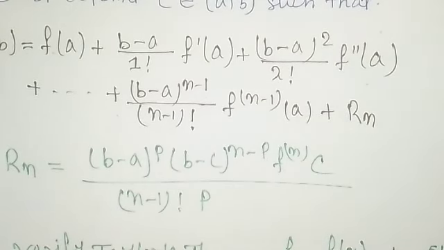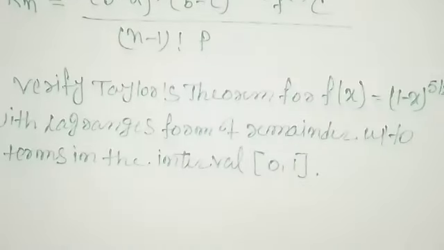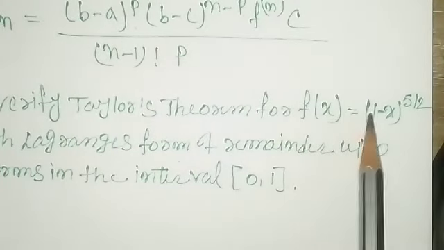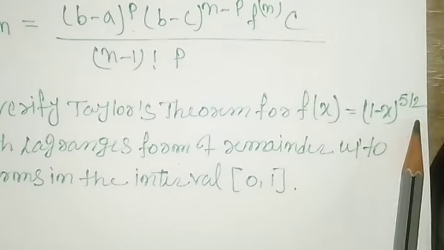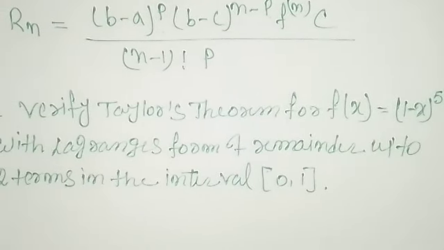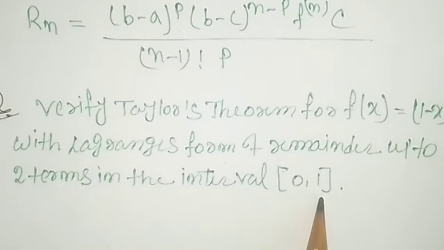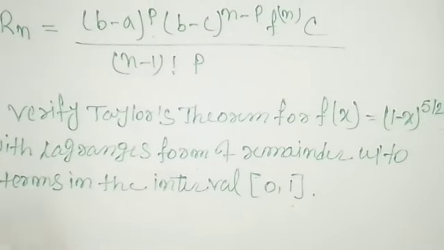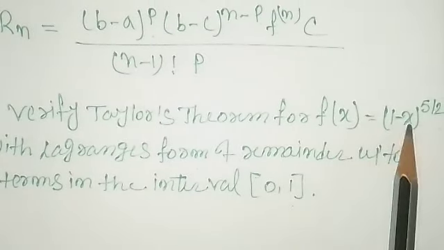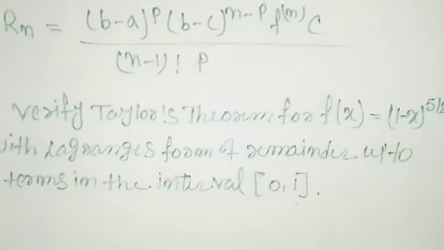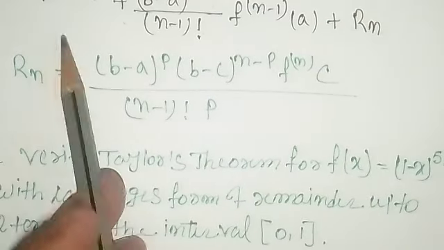Here we have one problem on the screen: verify Taylor's theorem for f of x equal to (1 minus x) to the power 5 by 2 with Lagrange's form of remainder up to 2 terms in the interval 0 comma 1. So one function is given, a polynomial function (1 minus x) to the power 5 by 2, and they are asking you to verify it with Lagrange's form of remainder.